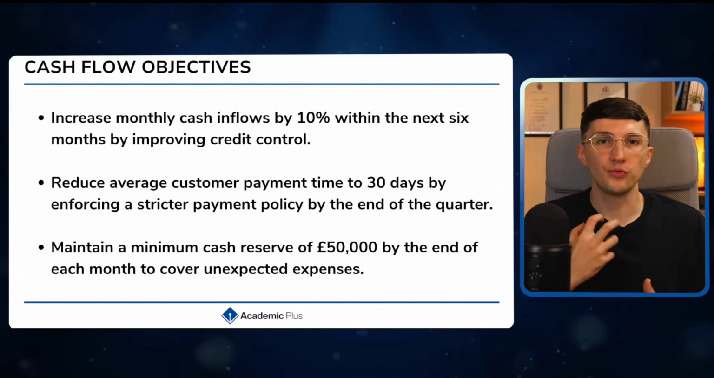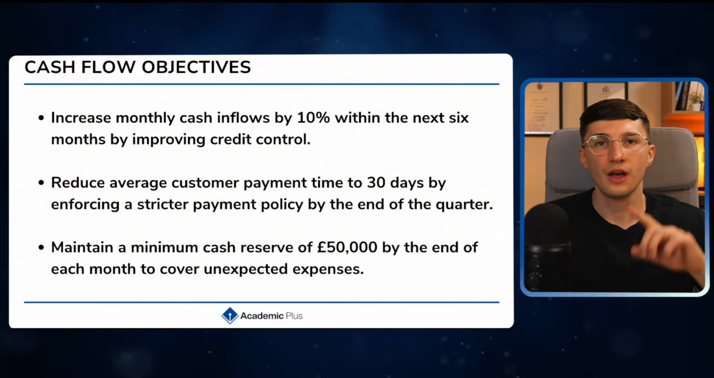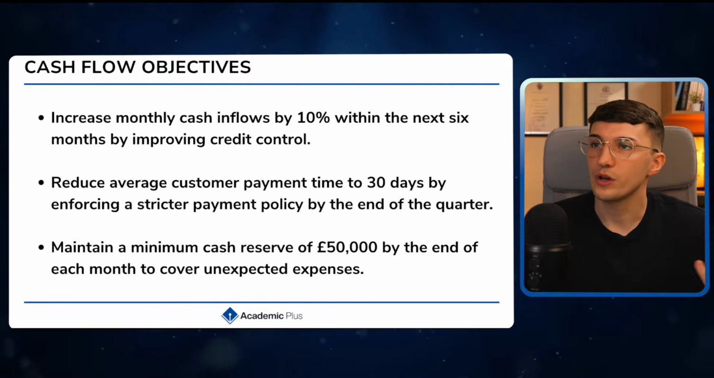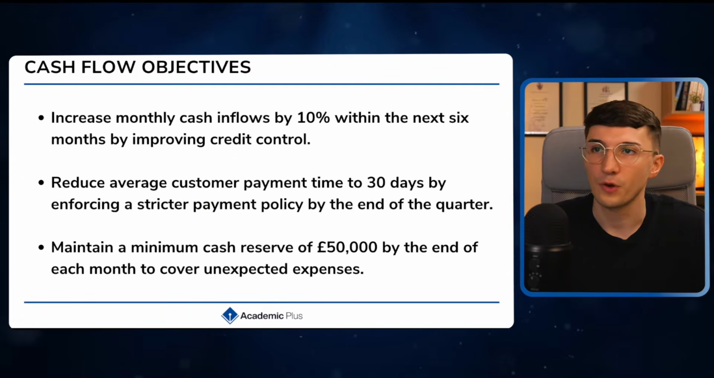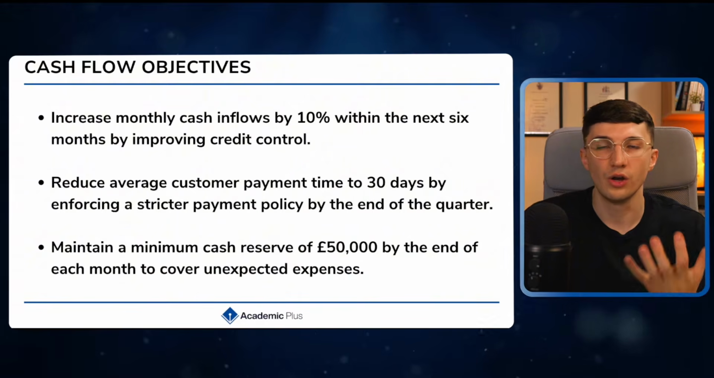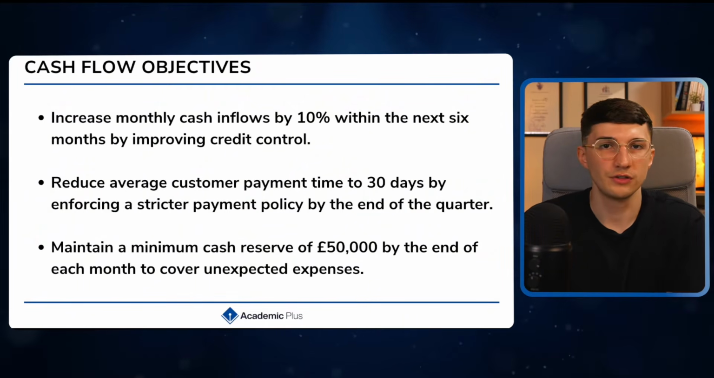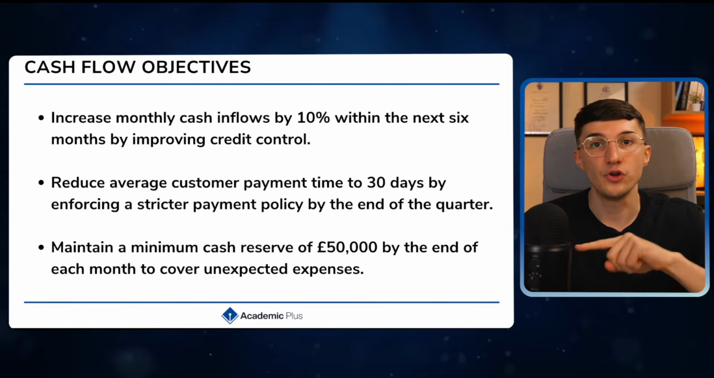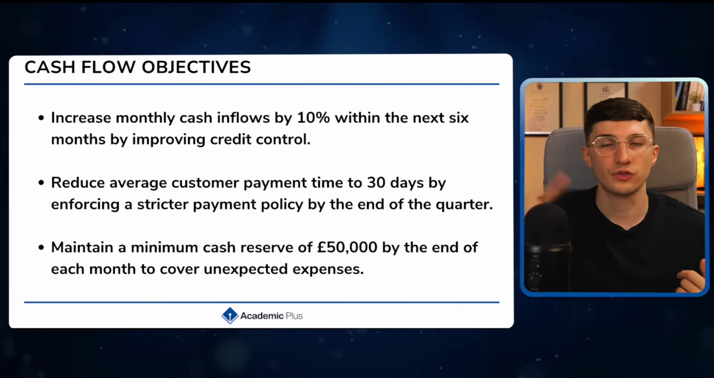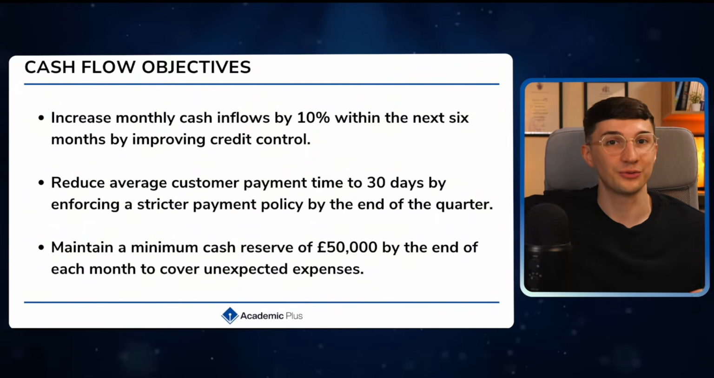Now, in terms of how we write our objectives, typically we follow the SMART process: specific, measurable, achievable, relevant, and time-bound. So for example, we could be around increasing monthly cash inflows by 10% within the next 6 months by improving credit control. And then when we look at credit control, it's just the credit offering that you either give to your customers so they can buy a product today but not pay until 3 months' time, or the credit period that you have for your suppliers. You can receive your supplies today, but not need to pay until 3 months' time.